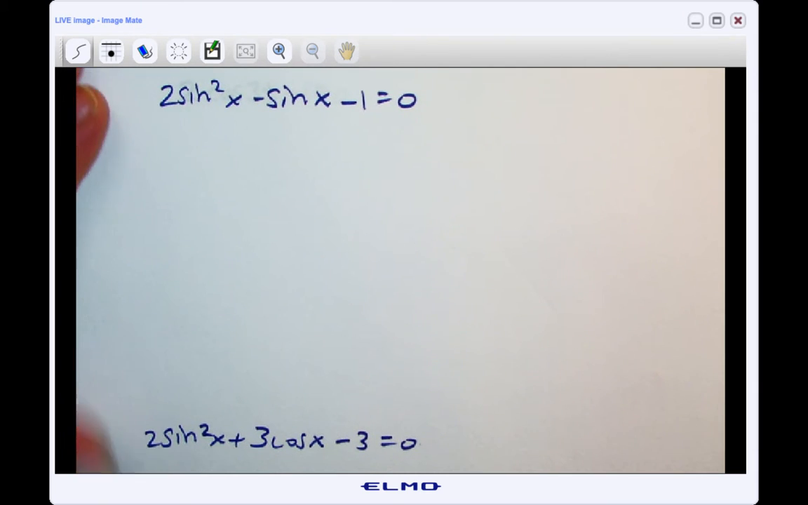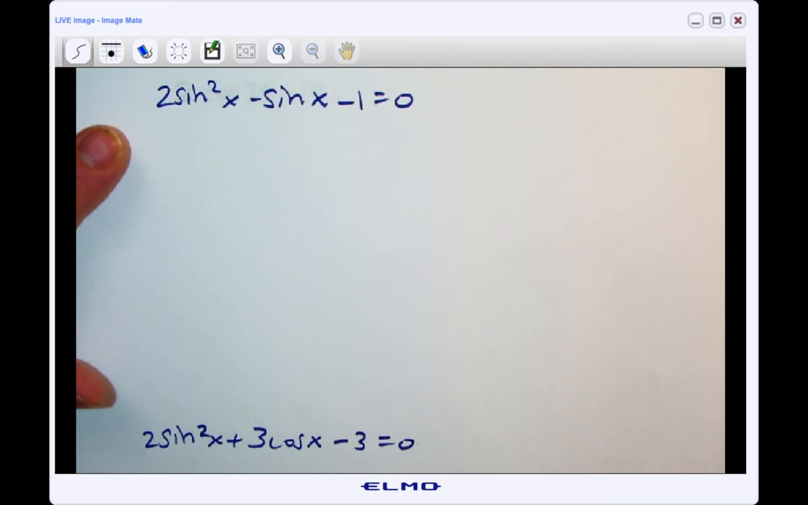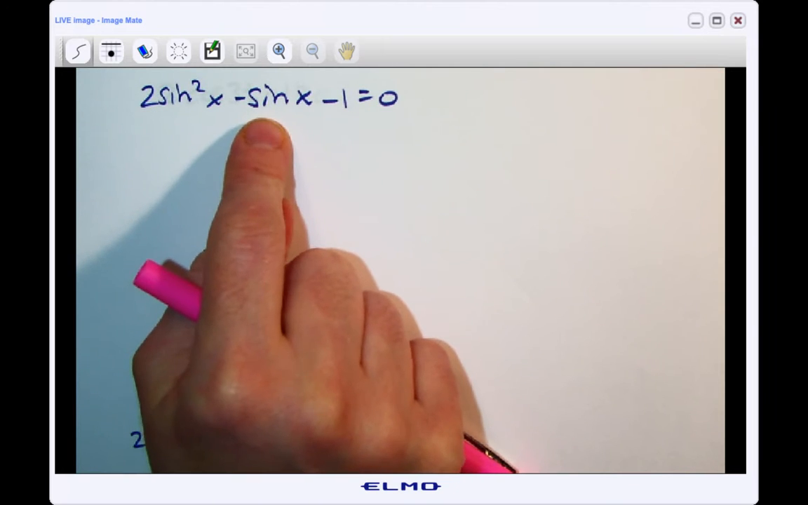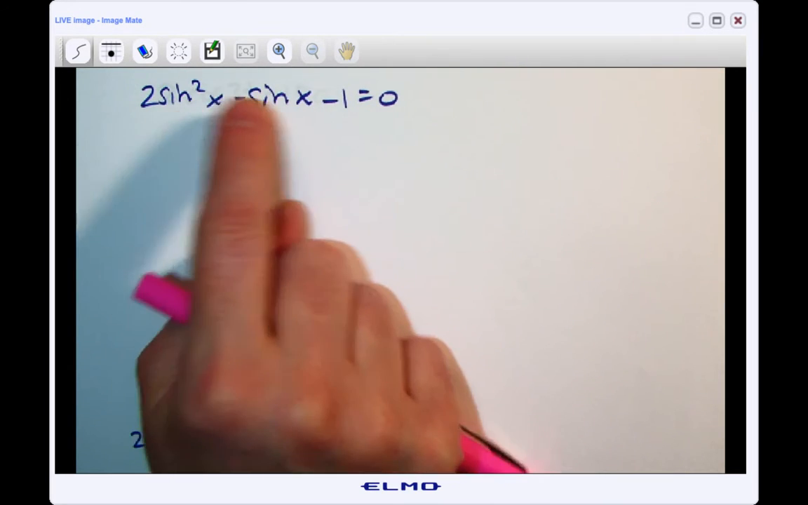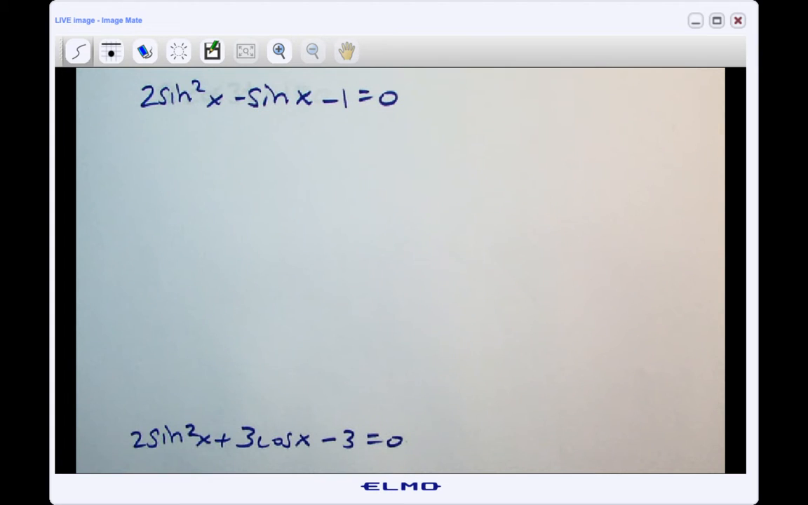So the first one we're going to look at is this one. And we said that when we're solving these trig equations, we're trying to get the trig function all by itself. And you can see that one of the methods that we used before was actually combining them together. But we can't actually combine these two because one is squared and one is not.